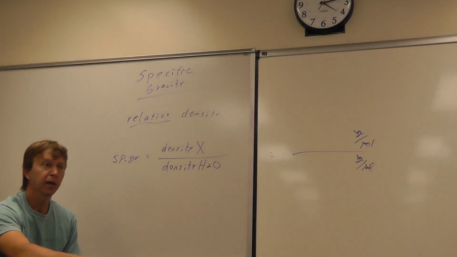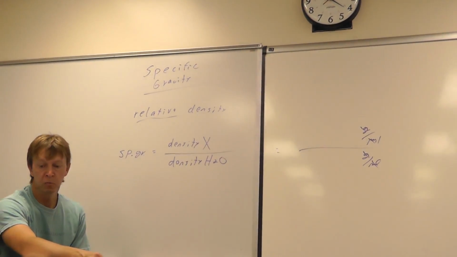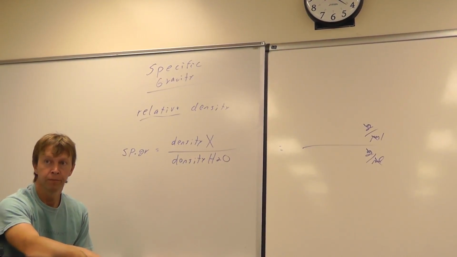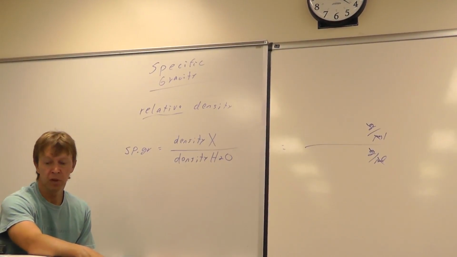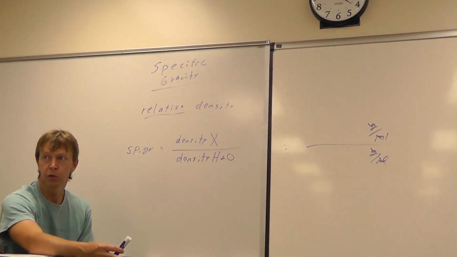Hopefully you're writing numbers in that column. 2.00 grams per milliliter, whatever double 8.34 is, whatever double 62.4 is.